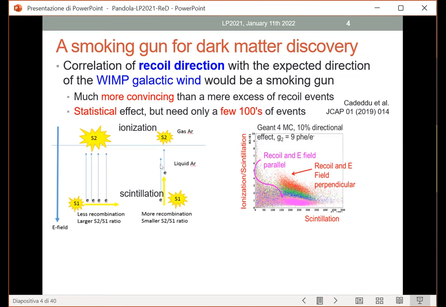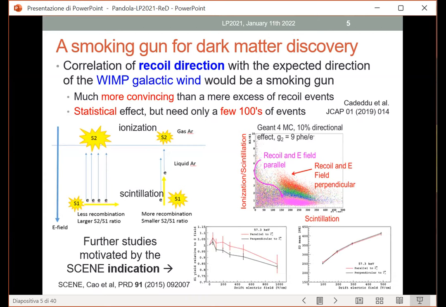If you look at the part on the right hand side, if the track is parallel with respect to the electric field, the drifting electrons will drift through the column made by electron-ion pairs. So they will have a higher recombination probability than in the other case. In this case, there is more recombination, so the scintillation signal is enhanced and the secondary ionization signal is depleted, while the opposite takes place if the track is perpendicular with respect to the electric field. So there is a balance which changes between scintillation and ionization for different directions of the track.